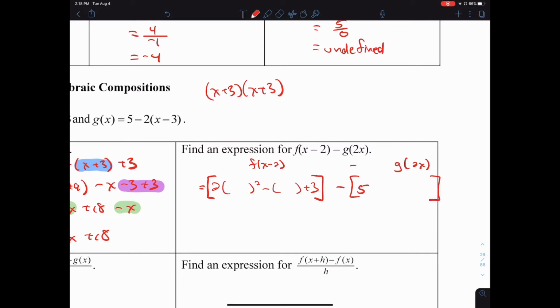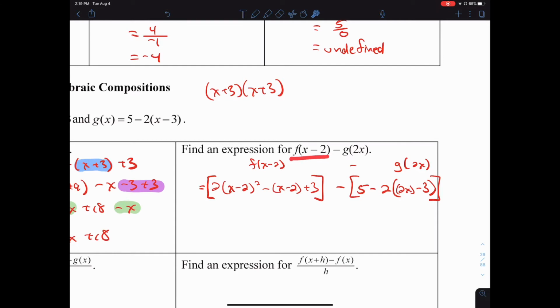Function g is 5 minus 2 times 2x minus 3. So let's discuss. I'm sorry, these are supposed to have x minus 2's in here. I meant to do that when I got done writing the empty parentheses, and I didn't. Let's see if we wrote this correctly.